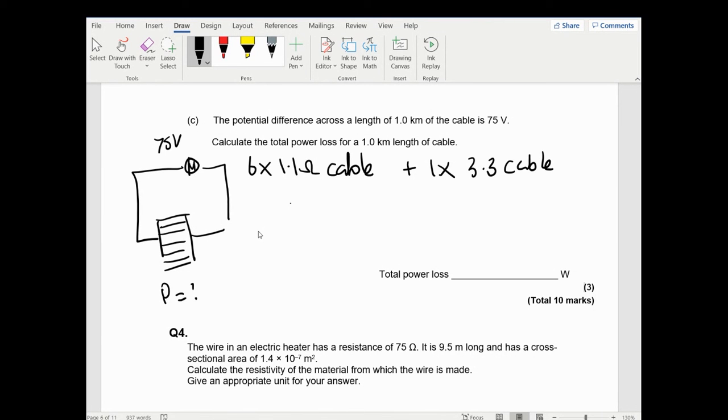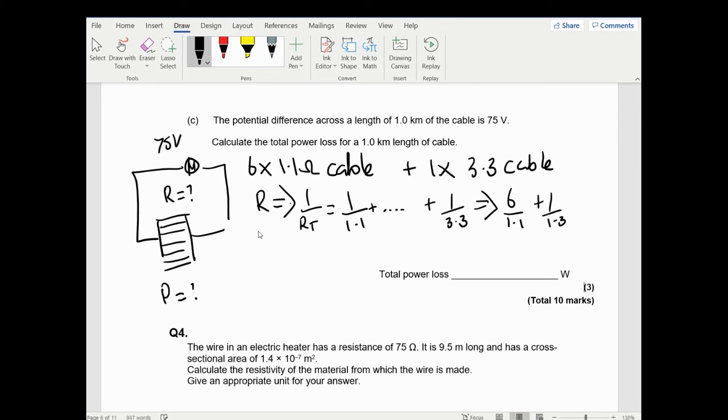other. So in essence, the resistance of this section is going to be 1 over the total resistance. It's going to be 1 over 1.1, and that's going to be 6 times, plus 1 over 3.3. So that's 6 over 1.1 plus 1 divided by 3.3. So my 1 over the resistance is going to be 5.75. So my resistance of this section is going to be 1 over that, which is 0.174 ohms.